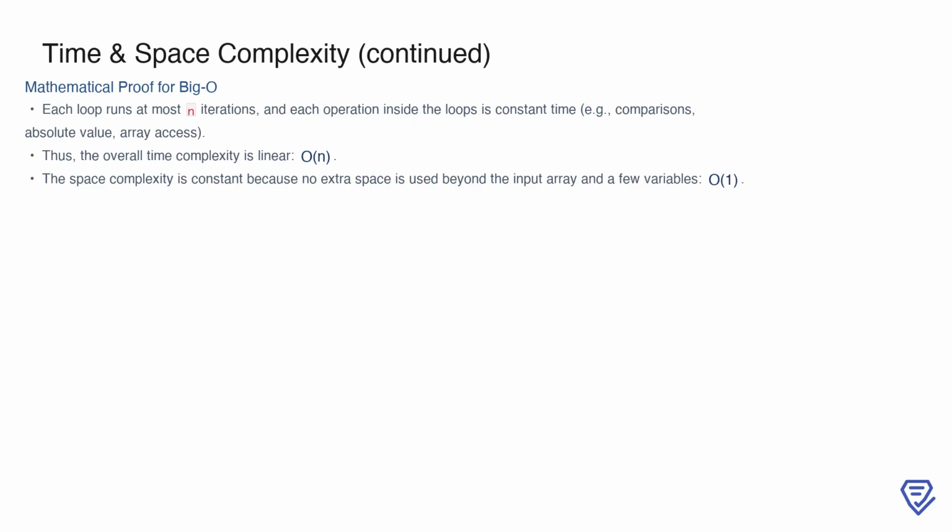On the space complexity side, the algorithm uses no extra space beyond the input array and a small number of fixed variables. Since the memory usage does not grow with the size of the input, the space complexity is constant, or O(1).